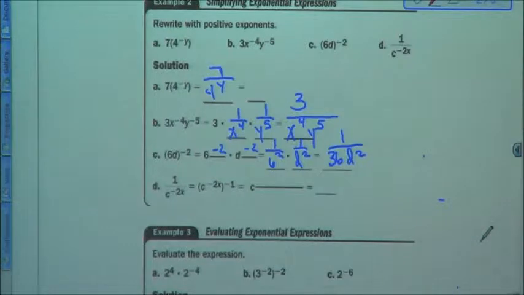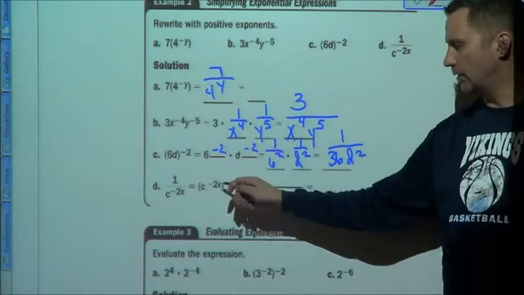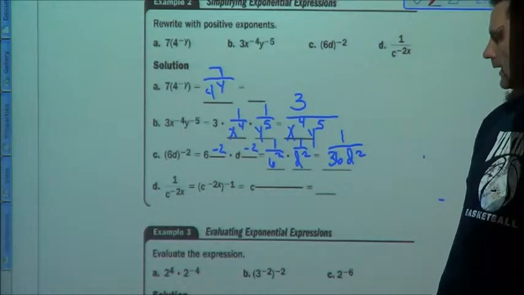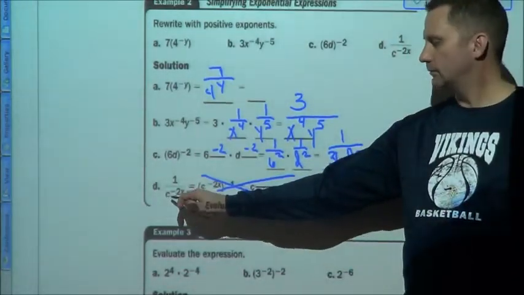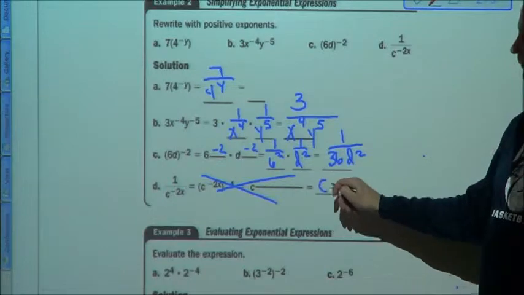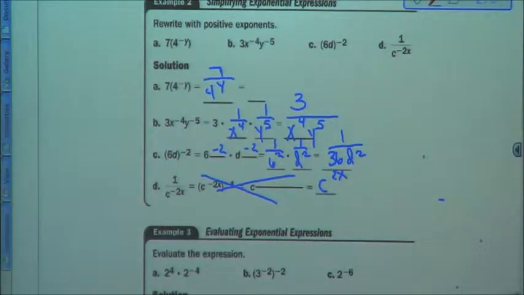Okay, now they're kind of doing some confusing stuff here. This is really not necessary. What's the exponent on the c? It's negative. Where does it want to go? Go to the top. C to the positive 2x. If it has a negative exponent and it's in the bottom, it goes to the top. If it's on the top, it goes to the bottom. Okay, more examples.